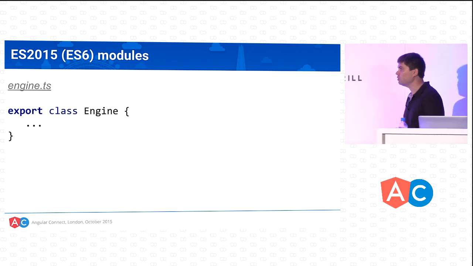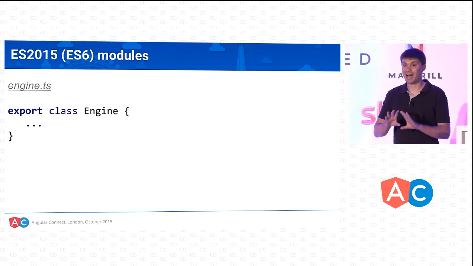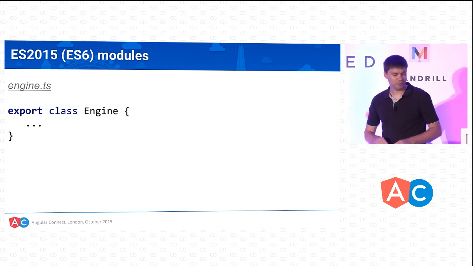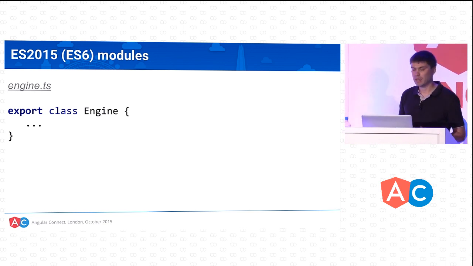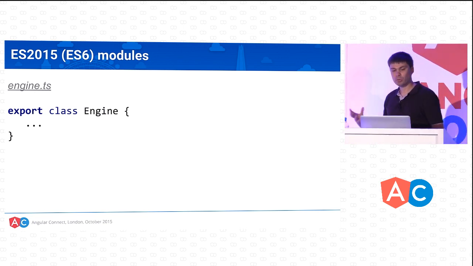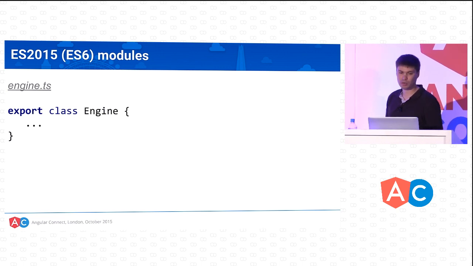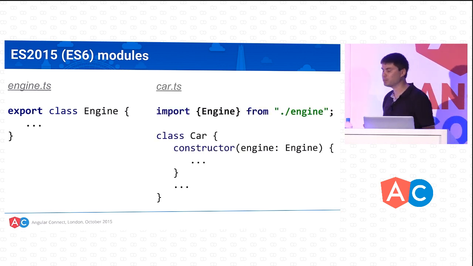Anyway, we are here today for the ES 2015 modules. Just a disclaimer, I can't pronounce ES 2015 all the time, so for me it's still ES6. I guess we're all excited and happy about the fact that we've got syntax and semantics for modules. Here you can see a simple engine class, which I can export.